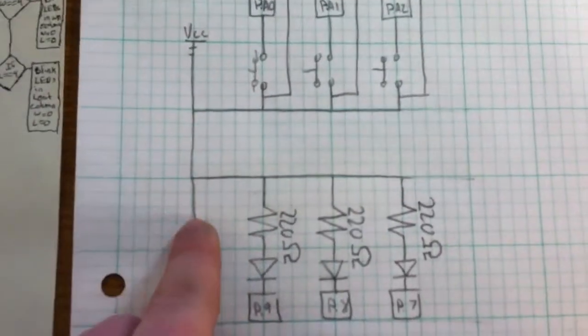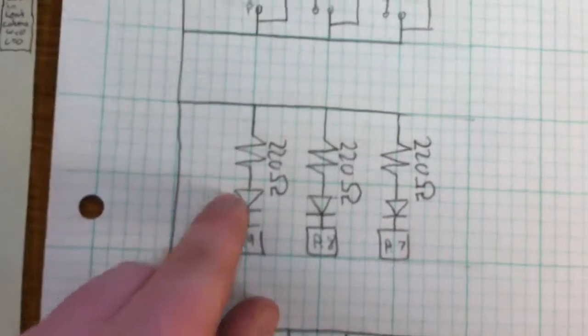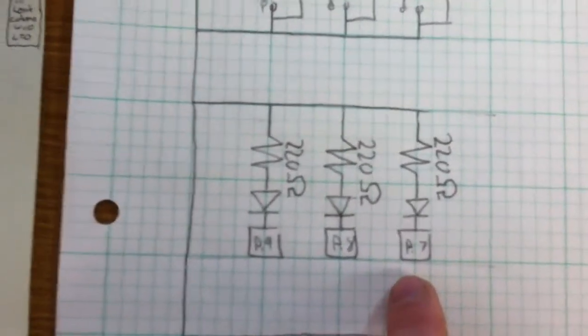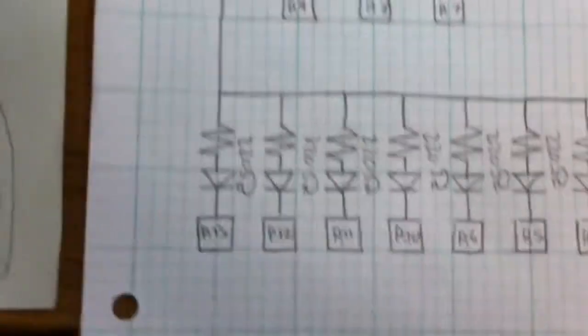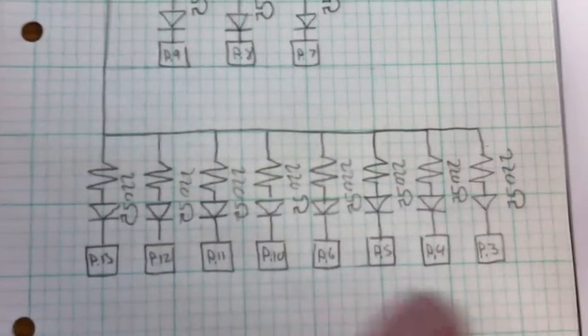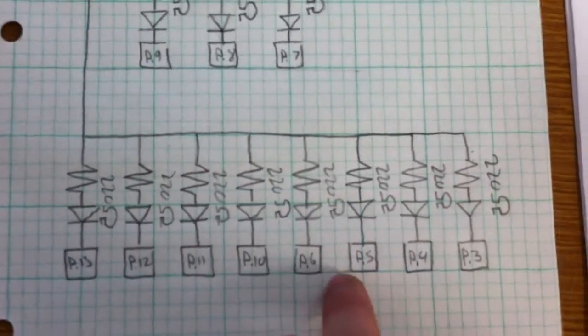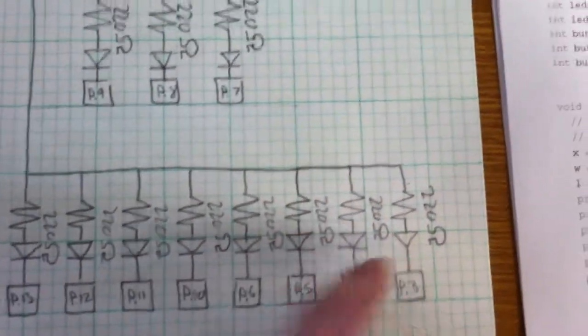Down here, farther down the power line, we have 220 ohm resistors going to our 3 computer choice LEDs in pins 7, 8, and 9. And then farther down the chain, we have our 8 scoreboard LEDs ranging from pins 3, 4, 5, and 6, and 10, 11, 12, 13, all with 220 ohm resistors.